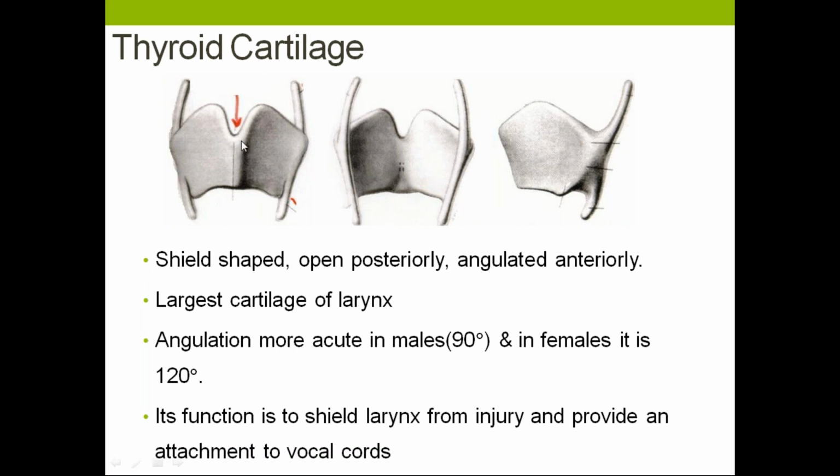males. It is about 90 degrees, and in females it is 120 degrees. That's why in males the voice is louder and low pitched, and in females it is high pitched. The main function of the thyroid cartilage is to shield the larynx from outside injury, and it also provides attachment to the vocal cord.